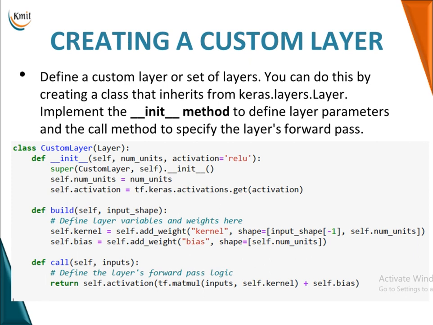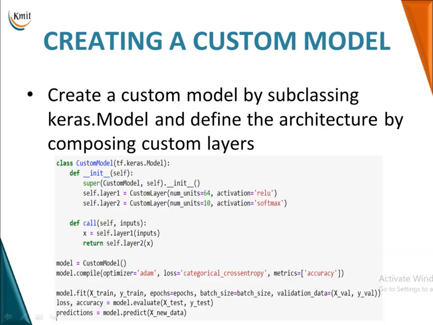Once I have done that, I will define the layer variables as well as weights, like whatever the parameters, weights and biases that you can go for. After that you have to define your layer's forward pass logic. Here what we have used is the same, that is multiplication of inputs with its weights, and then you add the bias to it. So that's our way of defining our forward pass here. In this way you can create a custom layer.